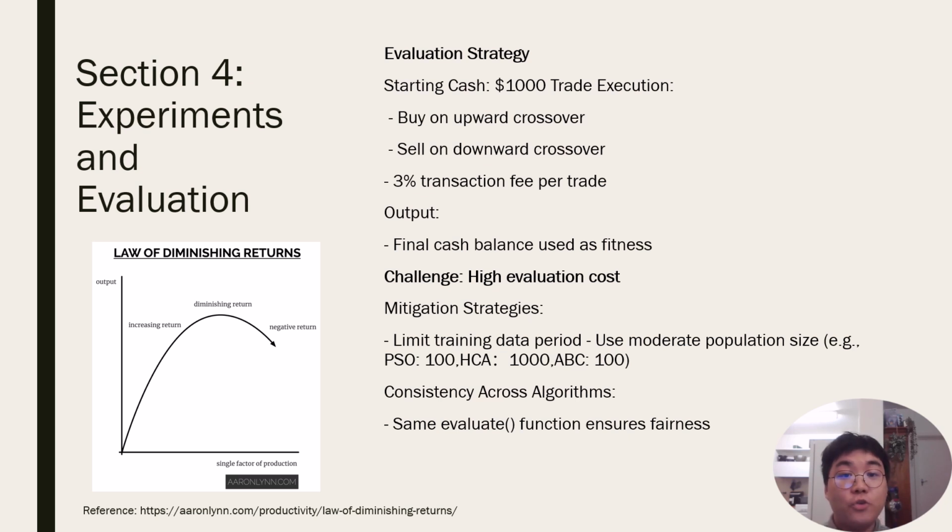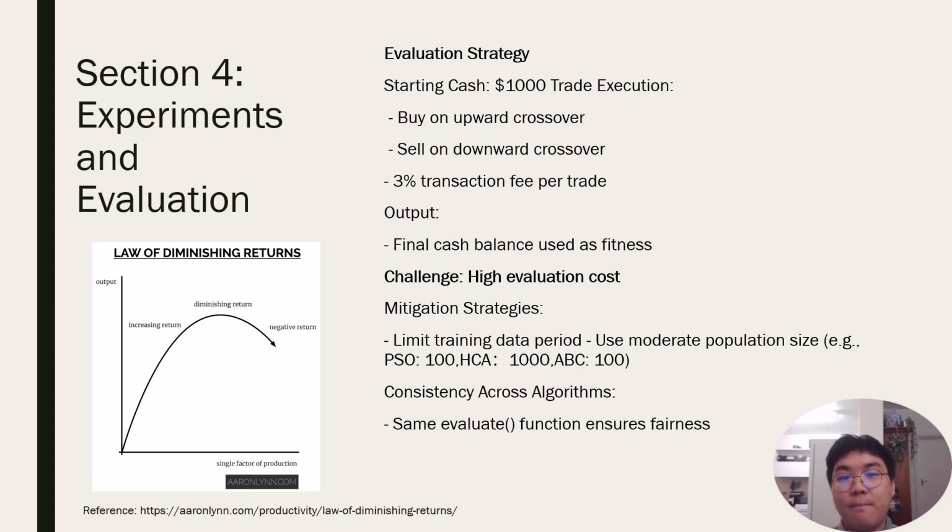Then a full training simulation is executed, starting with $1,000 and applying a 3% transaction fee on every trade. At the end of the simulation, the final cash balance is returned as a fitness score, which our optimization algorithms aim to maximize. Now I'd like to focus on a key trade-off in our evaluation process.